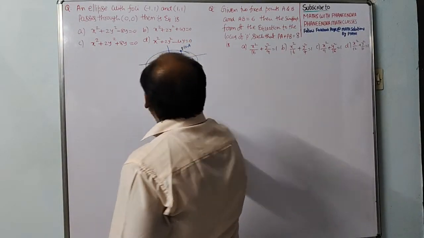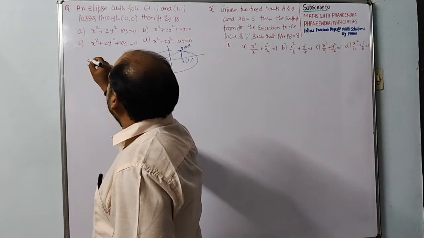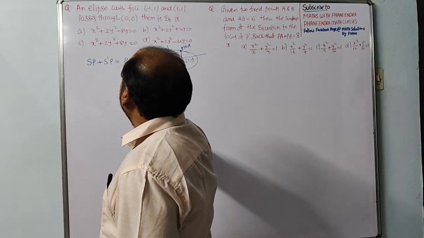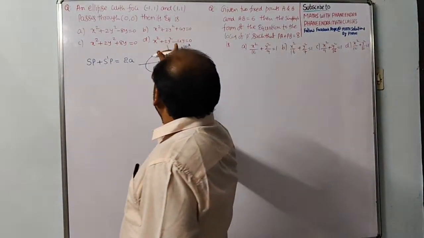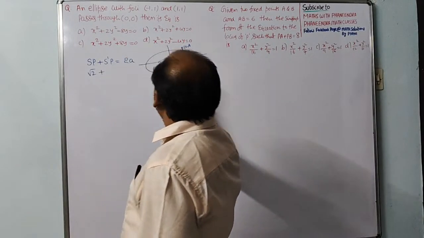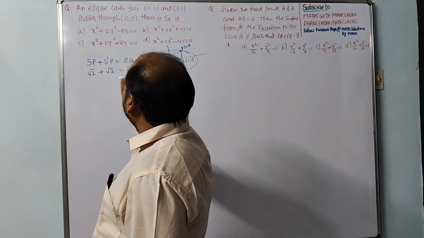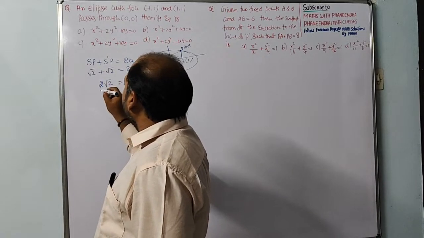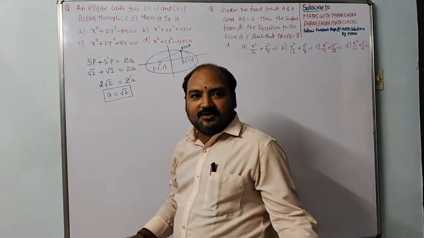Join these two. We know one important property in ellipse: the sum of the focal distances is equal to 2a. SP plus S dash P equal to 2a. From here to here the distance is root 2, and from here to here the distance is also root 2, which is equal to 2a. So 2 root 2 is equal to 2a, 2 gets cancelled, a equal to root 2. We got the a value, dear students.